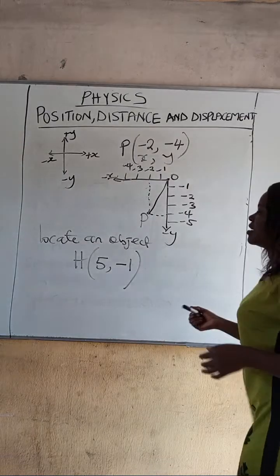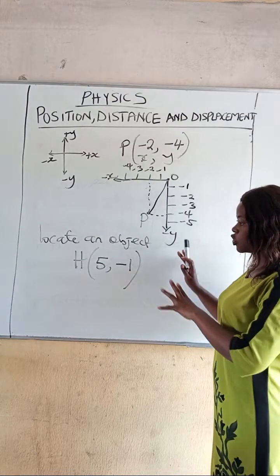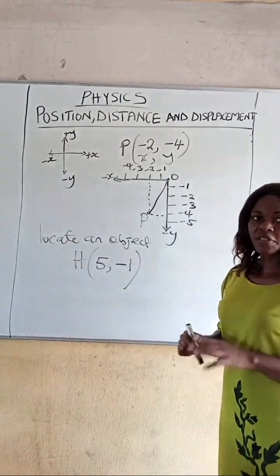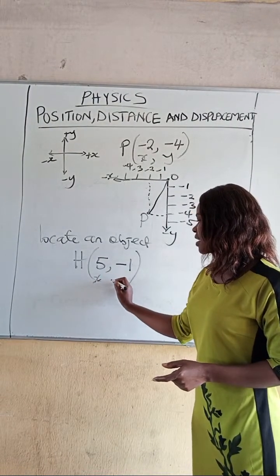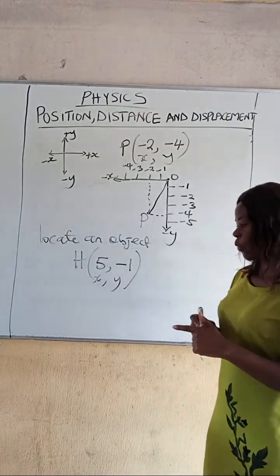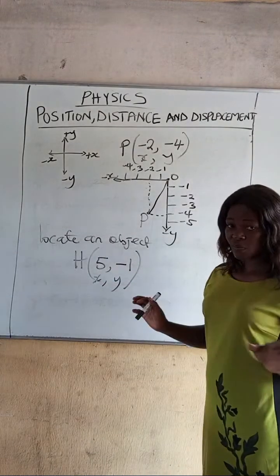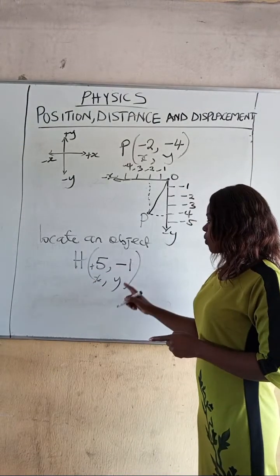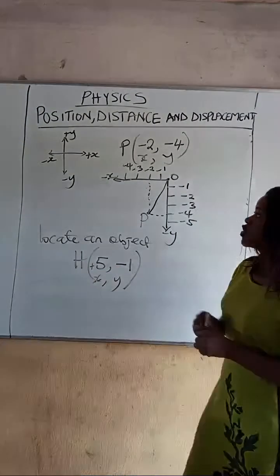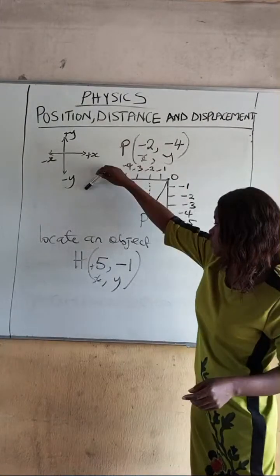All right. Now let me solve this. I've given it to you for you to work on it, but let me solve. The first thing that will come to our mind is this. This is x, and this is y. Okay? So this is x and this is y. It just means that x is positive and y is negative.